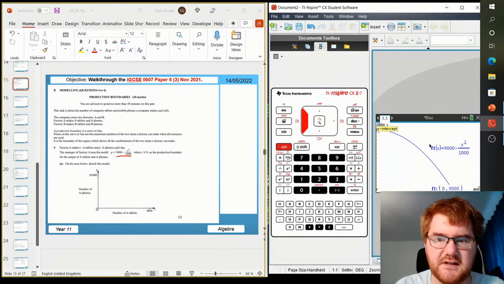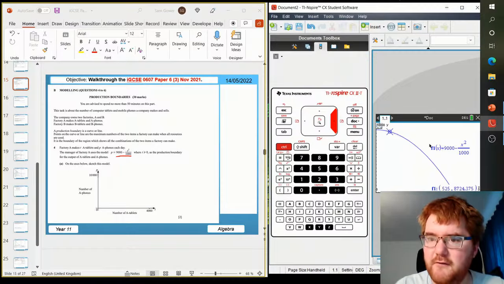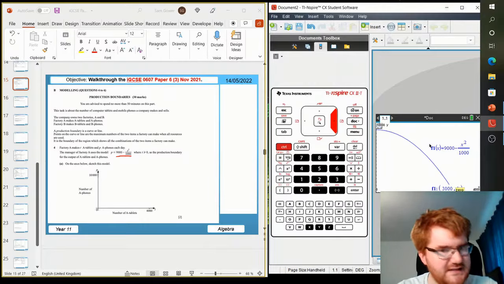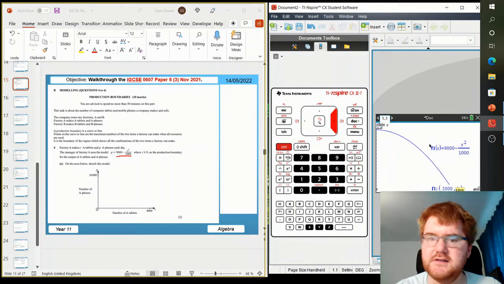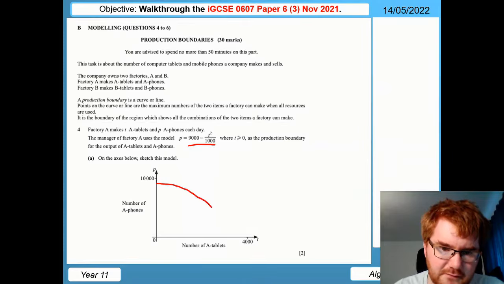So the y-intercept is going to be 9,000. We'll need to mark that on our diagram. And if we go the other way, so we just drag and go all the way along, you'll see that the 0, so where it crosses the x-axis, is at 3,000. So when we actually draw this, we're going to get a mark for drawing the general shape of the graph and try and make sure it's a smooth curve.